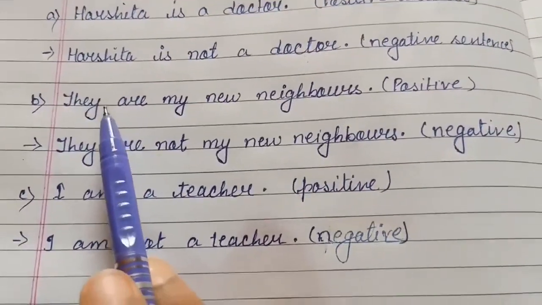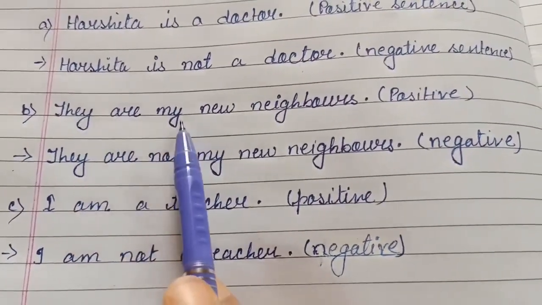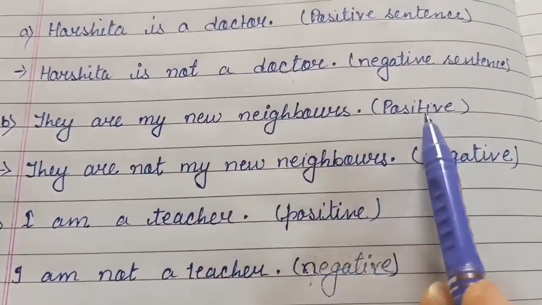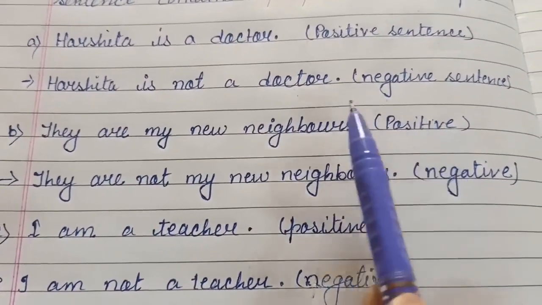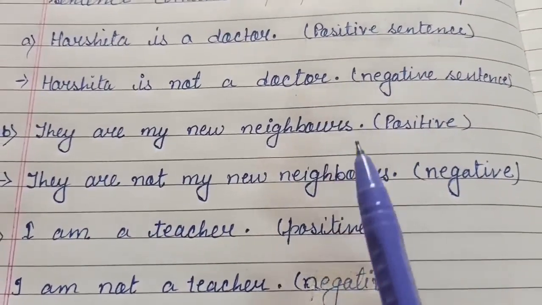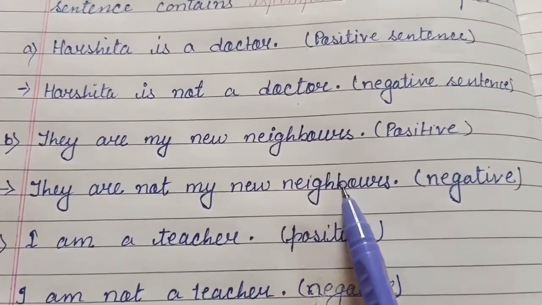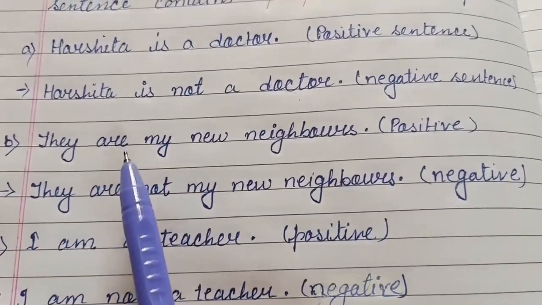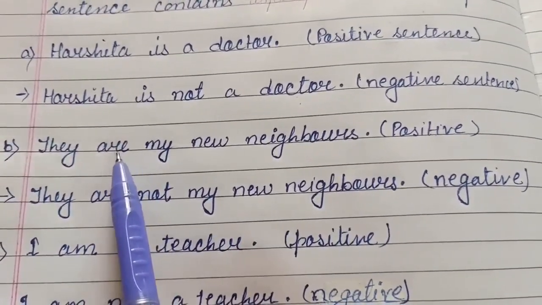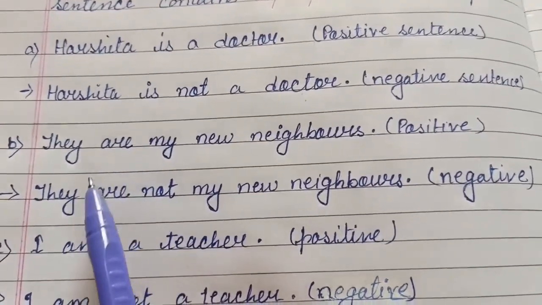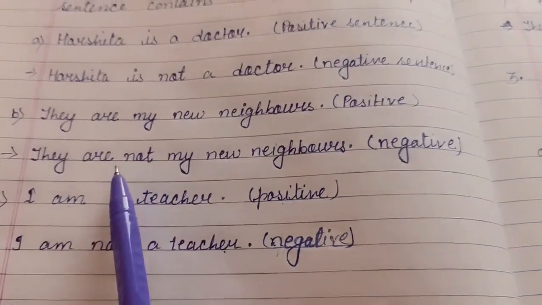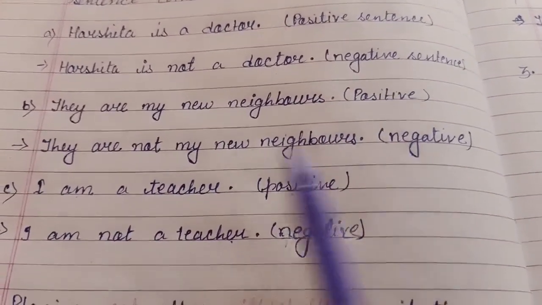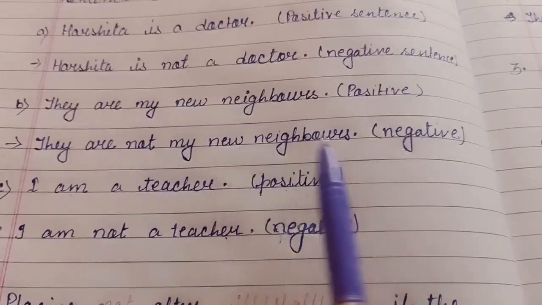Okay, now see the next example. They are my new neighbors. This is a positive sentence, and now to change this positive sentence into negative, we have to add a negative word like not, and we will add it after this helping verb are. They are not my new neighbors. Okay, so this will become a negative sentence.